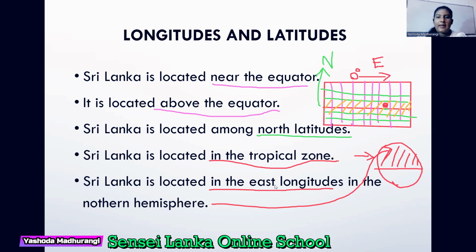Look at my map and understand. Sri Lanka is located near the equator. Look at this image. It is located above the equator. This red color line in the middle is the equator. We are above. Sri Lanka is located among the north latitudes. Above the equator, north latitudes are there. And also in the tropical zone. Sri Lanka is in the east longitudes, in the northern hemisphere. I think it is clear for you.